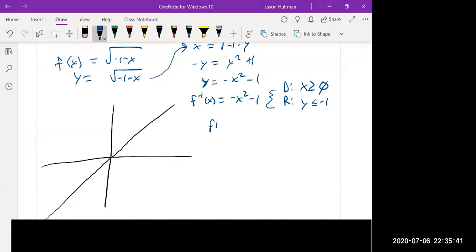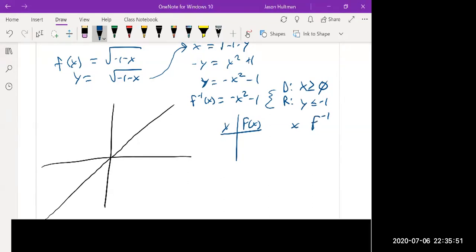Let's do a little table here. We'll do two tables: x, f of x, and x, f inverse of x.